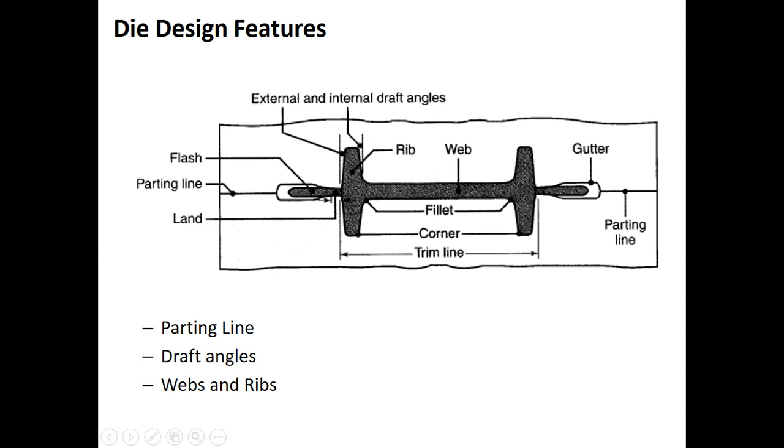The next one we are going to discuss is the webs and ribs. The web is a thin portion parallel to the parting line. You can see the web. This is called the web, and similarly this is called the rib. The rib is a thin portion perpendicular to the parting line, while the web is parallel to the parting line.